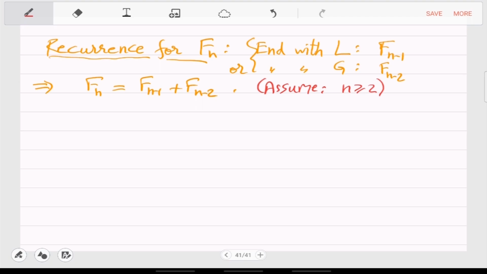No, wait, n equal to 2, it's fine. F0 is 0 beats. So there is only one shlok, the empty shlok. So those are the base cases. So F0 is 1 and so is F1. Okay, so with F0 and F1 you can deduce F2 and so on using this recurrence formula.